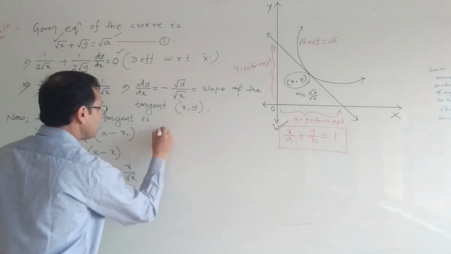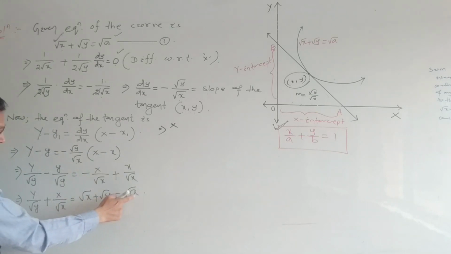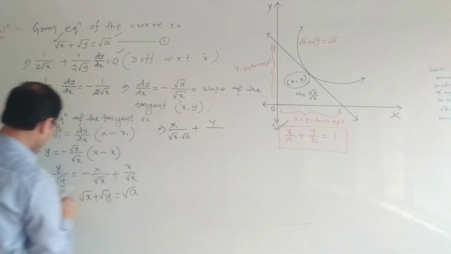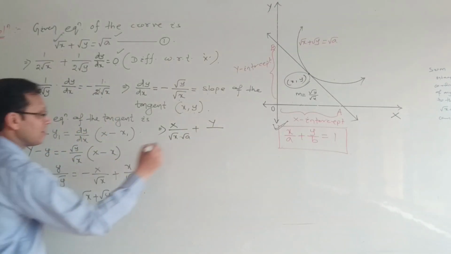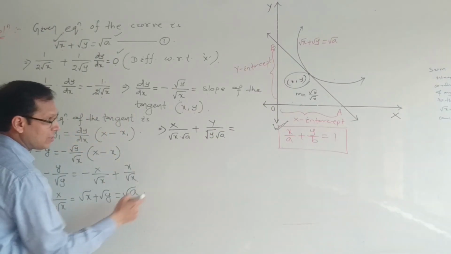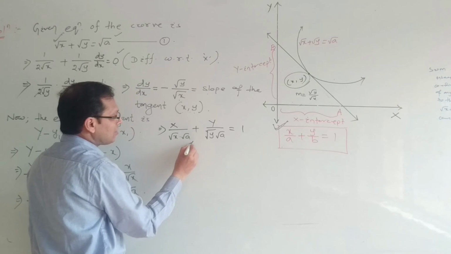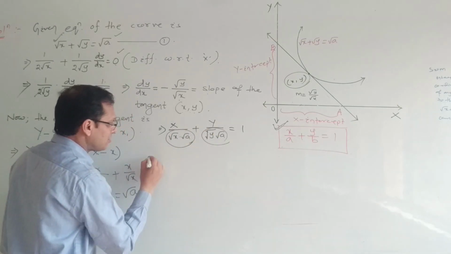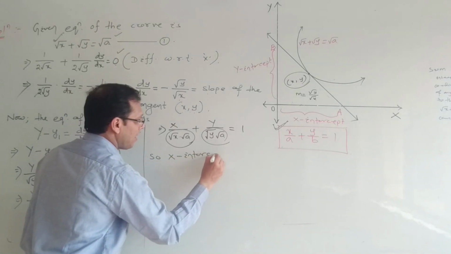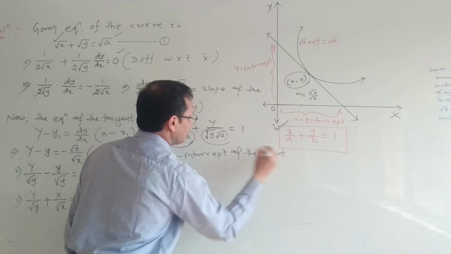So this can be written as, dividing both sides by root a, x by root x into root a plus y by root y into root a is equal to root a by root a, which is how much? 1. So this is the intercept form. From this we conclude that this one is the x intercept and this one is the y intercept. This is the equation of the tangent.